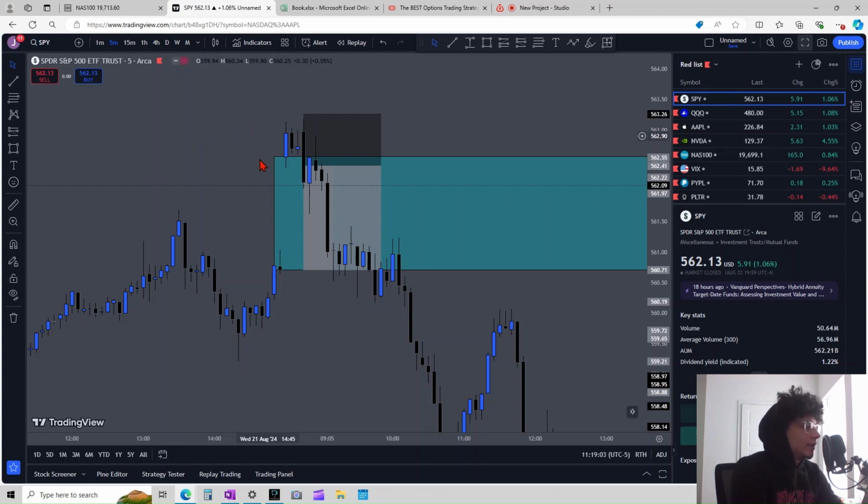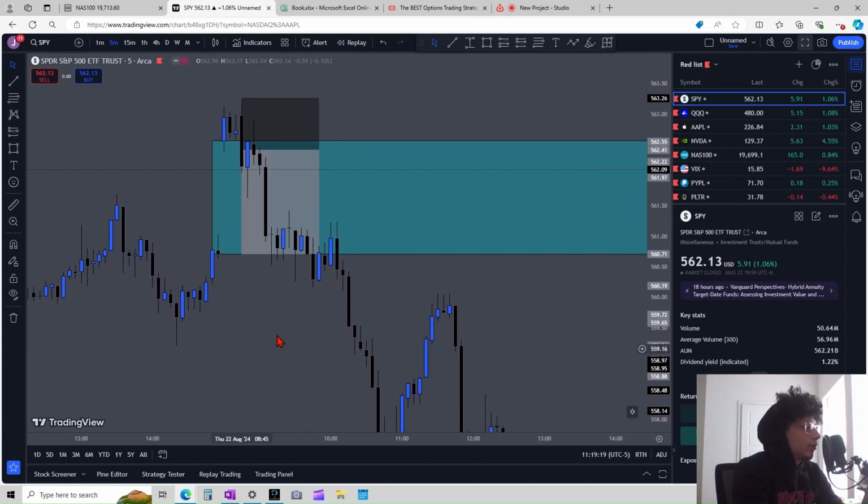And then guess what? That's exactly what it did. It swept the low of the previous day's candle and then just really consolidated. Depending on how early you got in, you could have taken a trade from around here and then gotten out around there-ish, but that's if you did capitalize off of that. Otherwise, you could have waited for the retest right here.